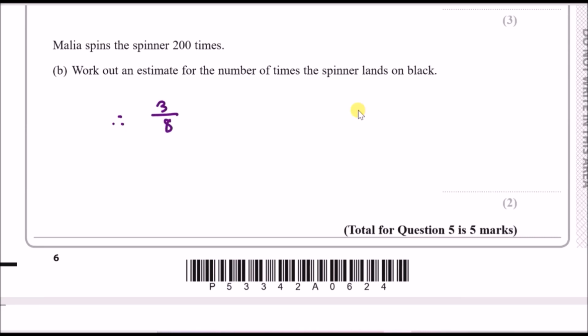Because she's doing it 200 times, just multiply this by 200, and then you just put that in your calculator. When you do that, you should get an answer of 75. That's it. This is literally, in my opinion, easy 5 marks bagged.